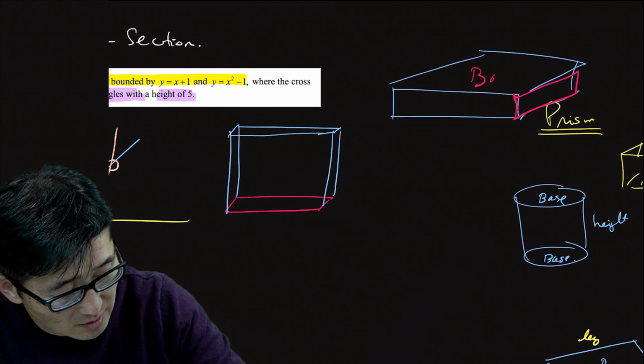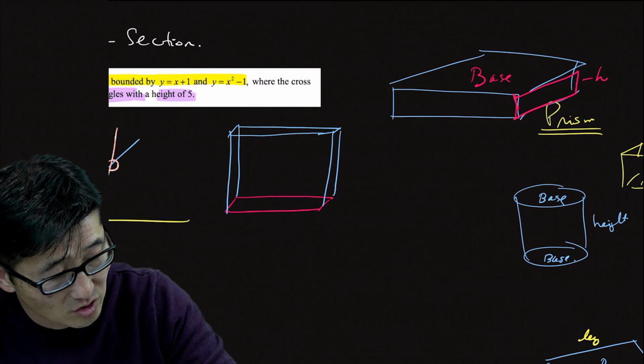This is your base, and this right here is your height. So technically my height, even though this is coming up out of the ground, the height of the prism will be right over here. This will be your height, and we're going to designate this as dx because it's perpendicular to the x-axis.